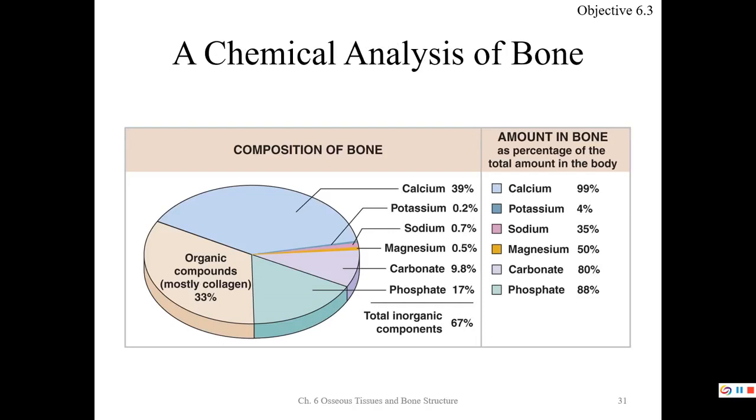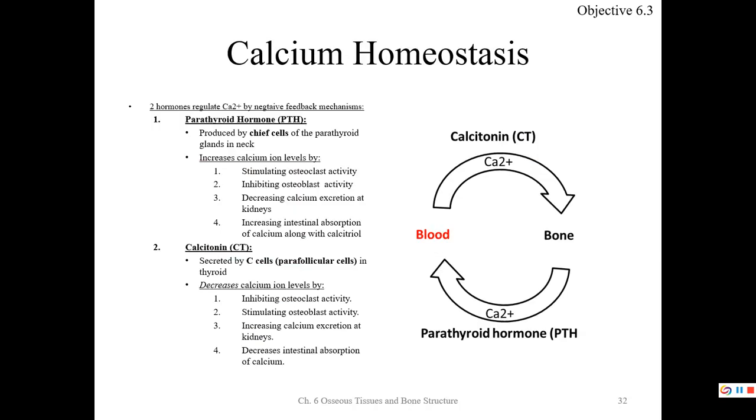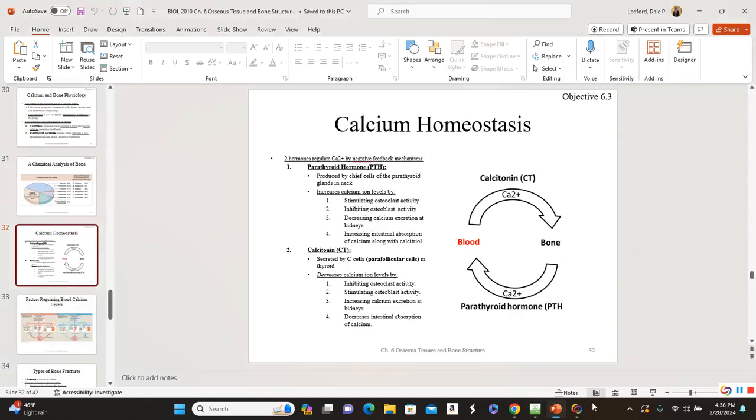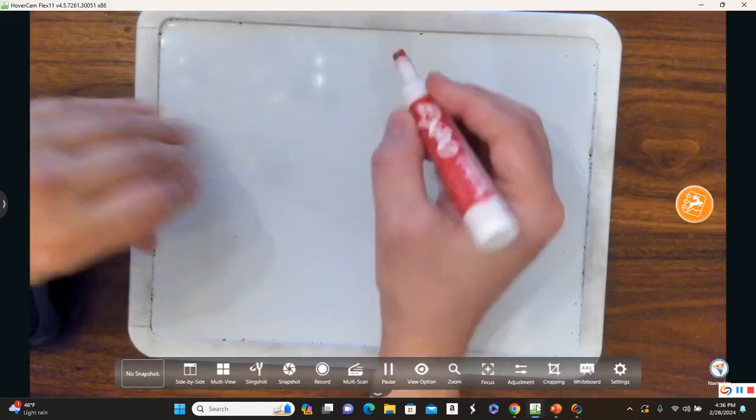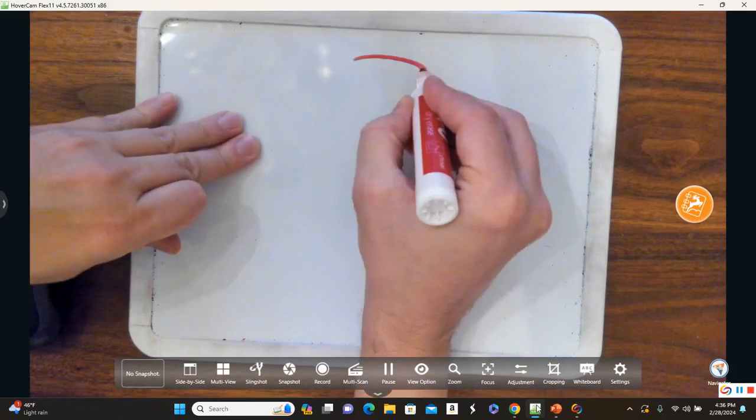Then another 88% is phosphate, and carbonate is another bit. But there is quite a lot of calcium. So calcium and phosphate are the two most abundant things, but calcium is the really big one. That's the one we really want to worry about. Now, I'll go through here and explain it physiologically first, and then I'll look at the notes.